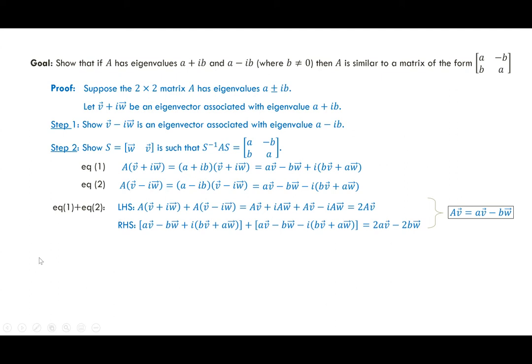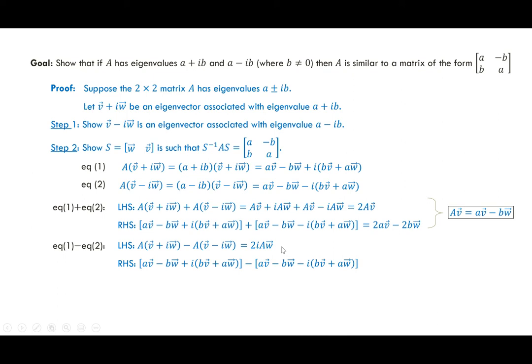All right, we're going to go through a similar process, but now we're going to subtract equation 2 from equation 1. So again, what's happening on the left-hand side? Well, AV plus iW minus AV minus iW. Use the linearity of A. I'm not going to go through all the calculations, but you can check yourself that the AVs are going to cancel, and we're going to get 2i AW.